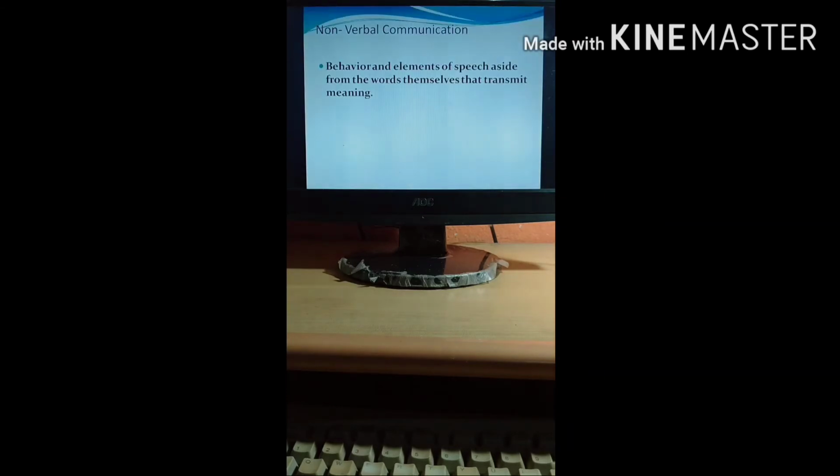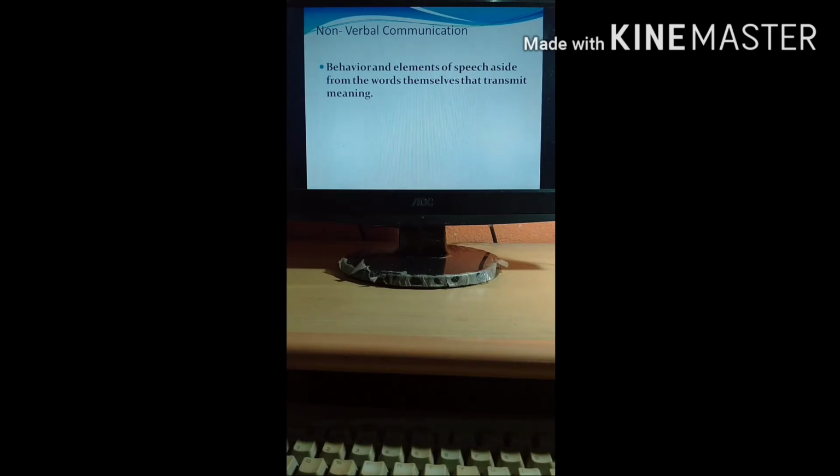Moving to the next slide, non-verbal communication. Non-verbal communication is behavior and elements of speech aside from the words themselves that transmit meaning. In this slide, you will come to know that instead of using language, the communication can happen through our body language. Suppose you are liking something, then you will nod your head in a positive manner. That will be a communication through a body part.